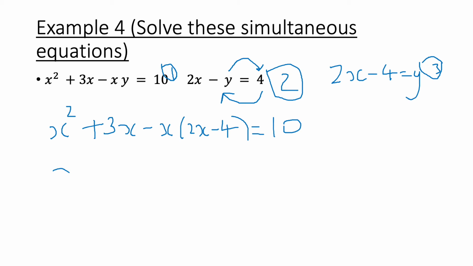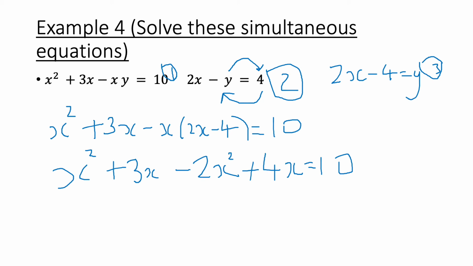So expanding this out, guys, I'm going to get x squared plus 3x subtract my 2x squared, because remember that minus x times 2x is going to be minus 2x squared. And then minus x times minus 4 is positive 4x is equal to 10. Okay, so collecting like terms, x squared minus 2x squared is going to be minus x squared, and then I'm going to have plus 3x plus 4x is plus 7x is equal to 10.